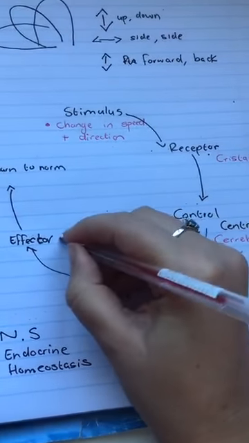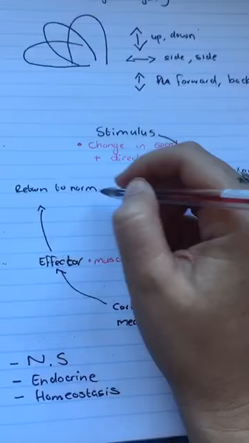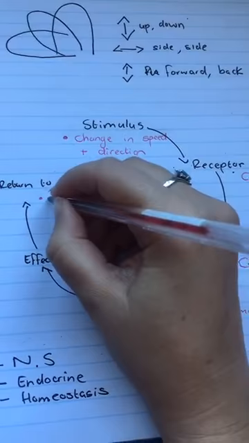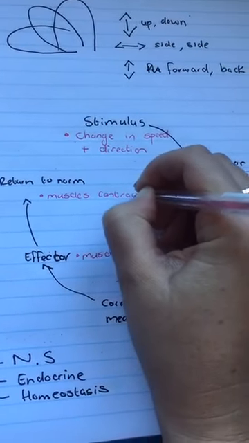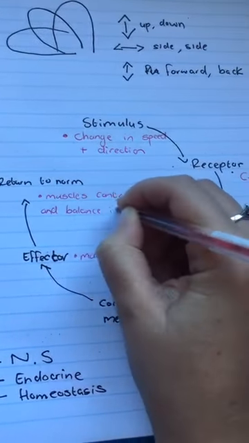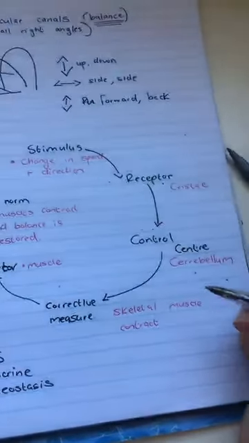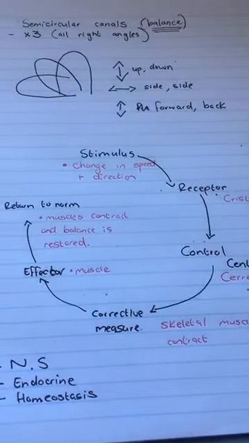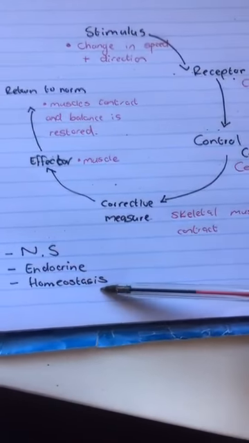And then finally, you have to finish your answer off by saying that you return to the norm. So we don't just say return to the norm. Instead, for this example, we would say muscles contract and balance is restored. Okay? Easy peasy. And you can actually apply this, like I mentioned to you earlier, to all of these: the nervous system, the endocrine, and homeostasis.